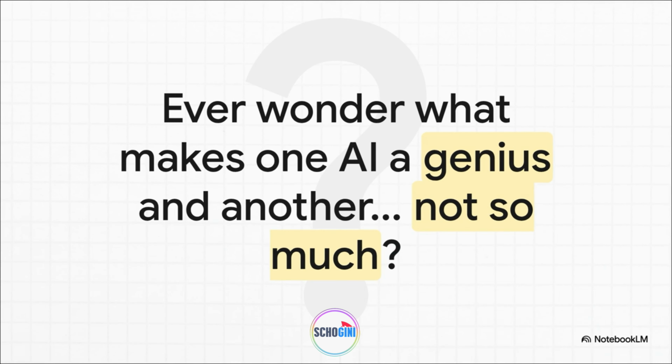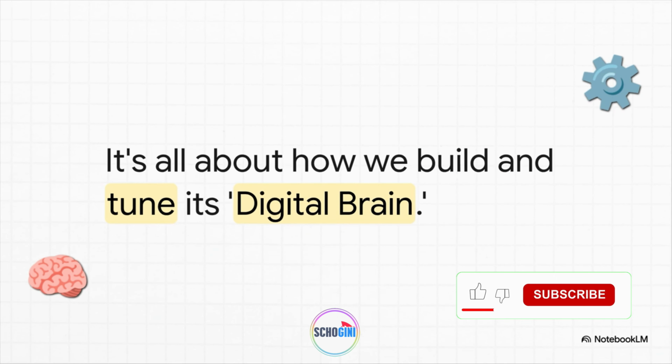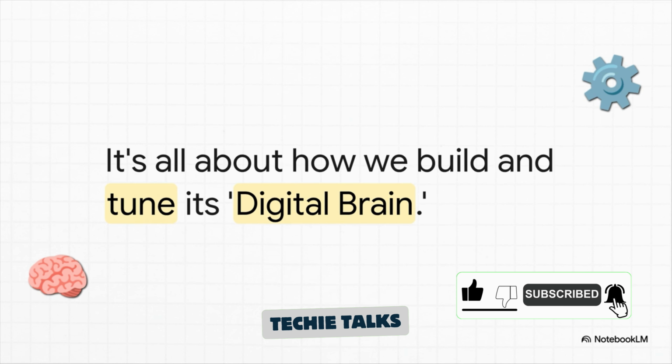I mean, you've probably wondered this, right? What is it that makes one AI seem like an absolute genius? Well, another one is, not so much. You can give two models the exact same prompt and get wildly different results. It's not magic, not at all. It all comes down to how we construct and then fine-tune what we're going to call its digital brain.